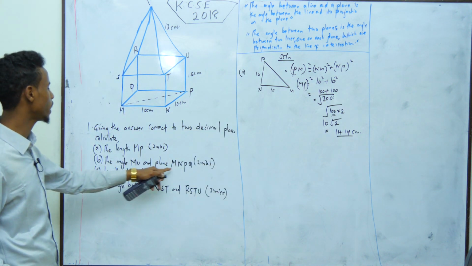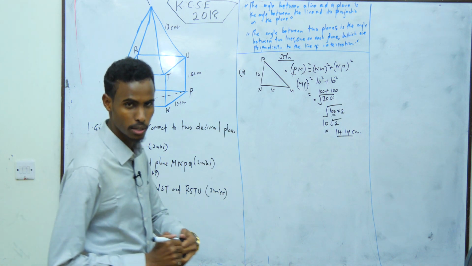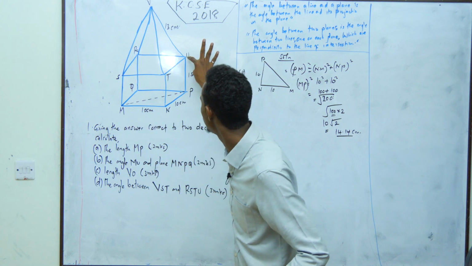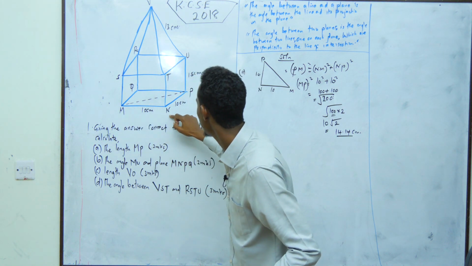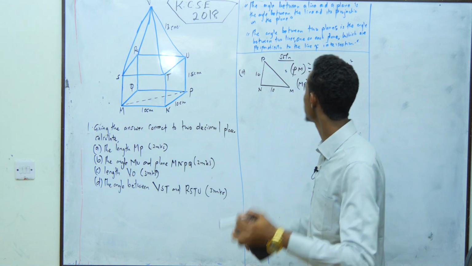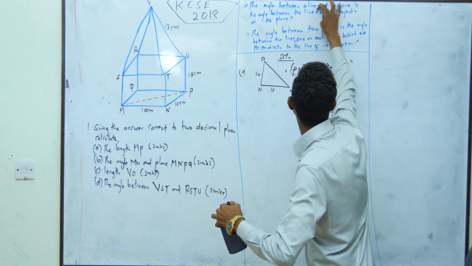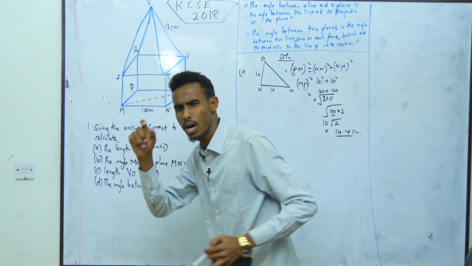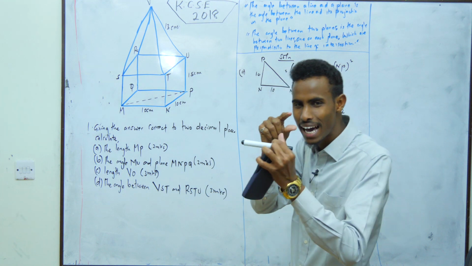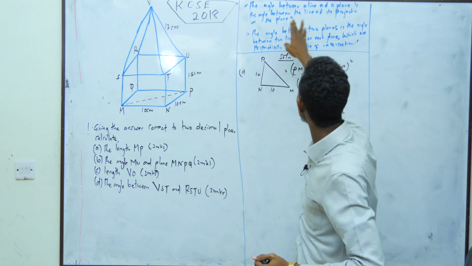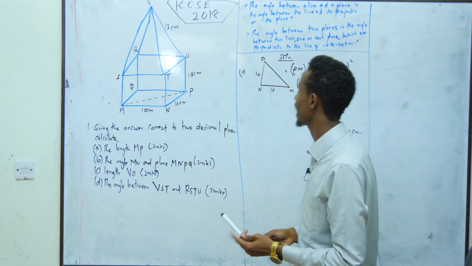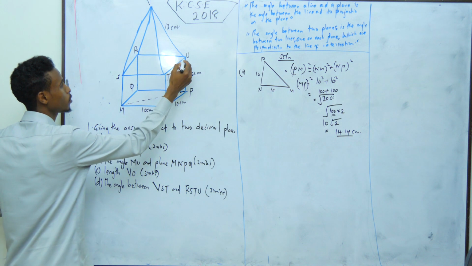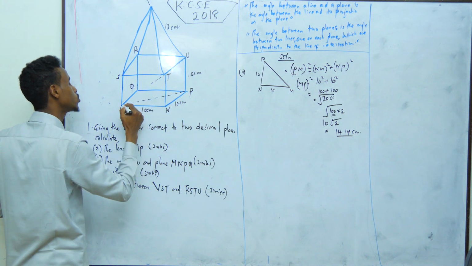The angle between MU and the plane MNPQ is where the bone of contention is. The angle between MU, we have MU here, and the plane MNPQ. Look at this statement: the angle between a line and a plane. This is the line MU and the plane MNPQ. How do we get the angle between a line and a plane? Let's look at the line. Where is the line? The line will be here, from U coming all the way to M.